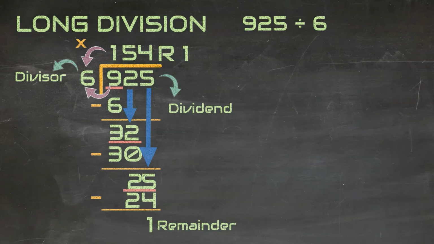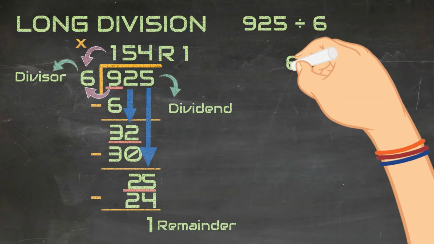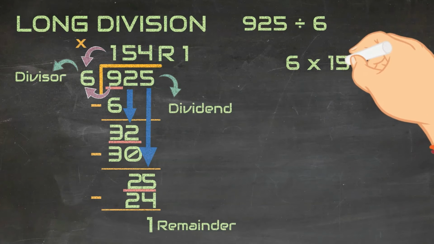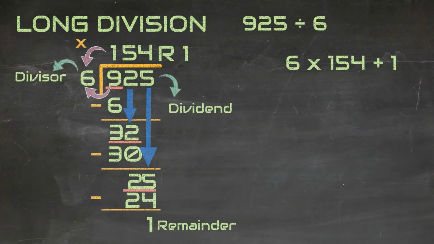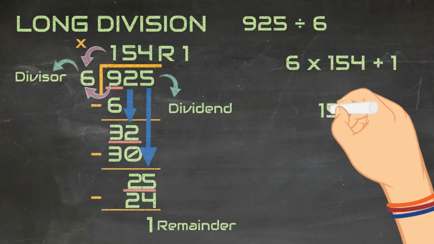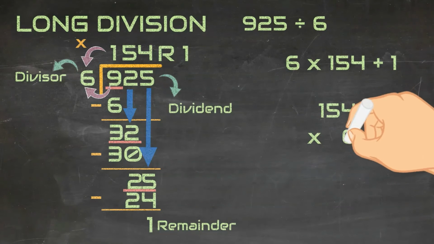To check if the quotient is correct, the product of the divisor and the whole part of the quotient can be taken. The remainder is then added to this product and the answer should be equal to the dividend. In this example, the expression will be 6 times 154 plus 1. Let us take the product of 6 and 154 first.